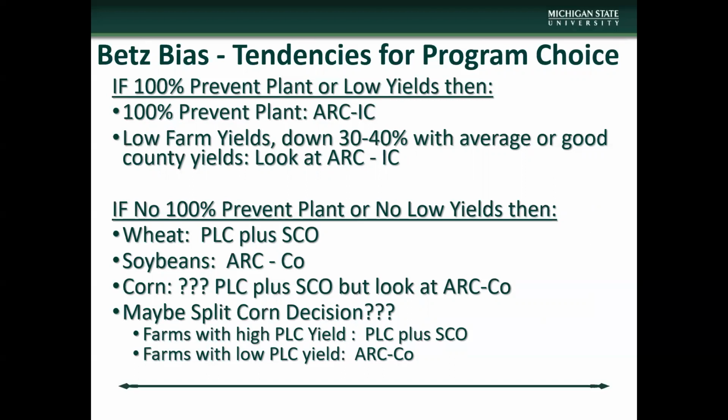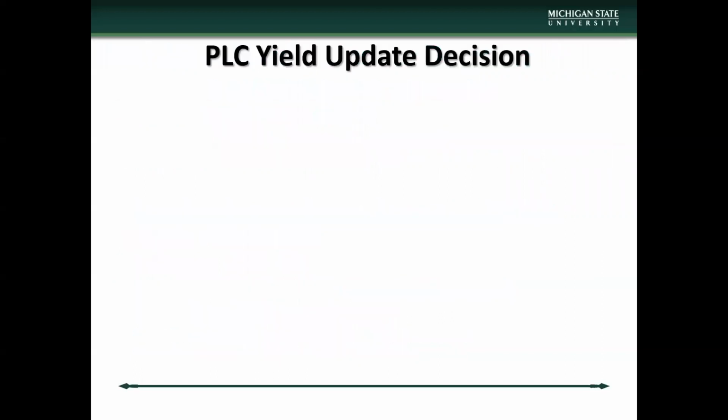And so Roger Betts, who's a well-known extension educator at Michigan State University, said potentially you could do a split decision where for your farm numbers that have a high PLC yield, you might want to consider PLC. For farm numbers that have a low PLC yield, you might want to go to ARC County. So in the next presentation, we will work through that first of the two choices you have to make, which is, should I update my PLC yields?